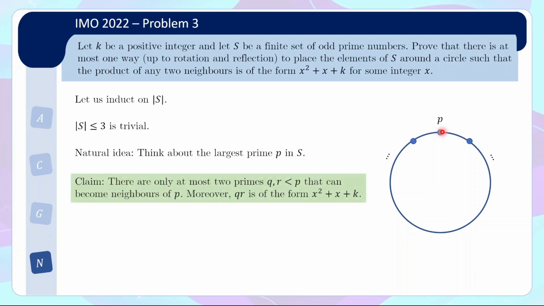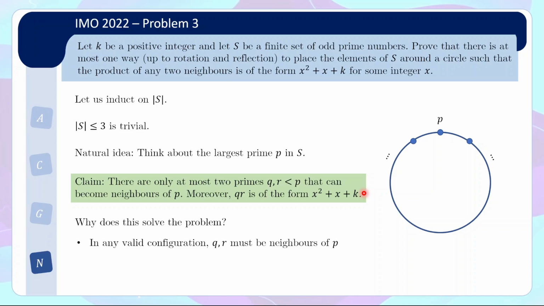So to do this, we'll prove the following claim. The claim is that there are at most two primes Q and R less than P that can become neighbors of P. Moreover, QR is of the form x squared plus x plus k. Why does this solve the problem?